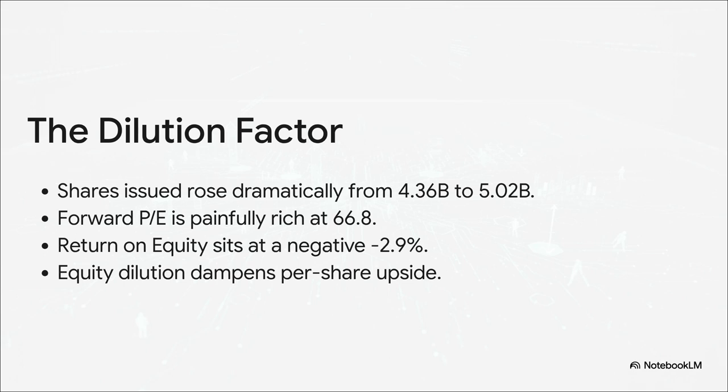And here is an incredibly important fundamental nuance regarding the return on equity. You see an ROE of negative 2.9%, but you have to realize that metrics like this can be artificially inflated by aggressive share repurchases that shrink the equity denominator. Yet, in reality, outstanding shares have actually ballooned to over 5 billion. The dilution factor means you're paying a painfully rich forward PE of 66.8. You're paying a massive premium multiple, while equity dilution reduces how much of that optimism actually flows down to you, the shareholder.